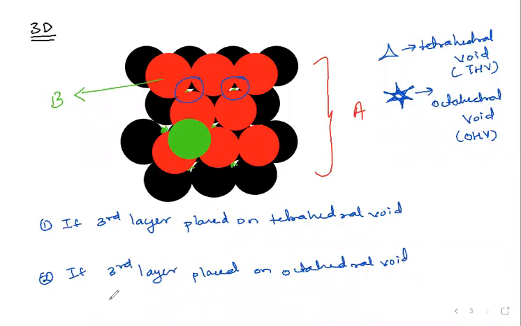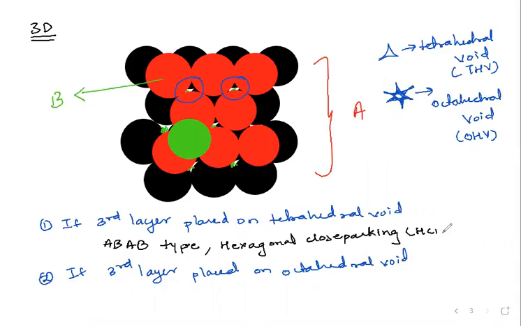Yes. So that means placing the third layer on tetrahedral void gives rise to AB type packing, which is called hexagonal closed packing, or HCP for short.